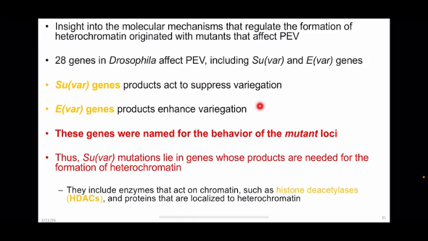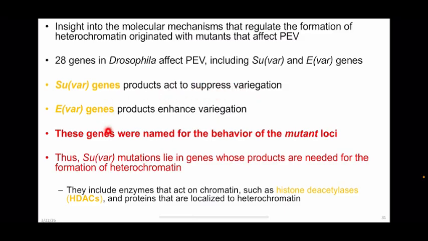Okay, but this effect is actually found in mutants. So a normal SU gene is not going to do this. A normal SU gene does the opposite of this. So that's why this is in red. The genes were named for the behavior of the mutant loci. So if that locus is not mutated, the SU in its natural state is going to enhance variegation instead of suppressing variegation. So it is the mutated form that suppresses variegation, not the normal form.